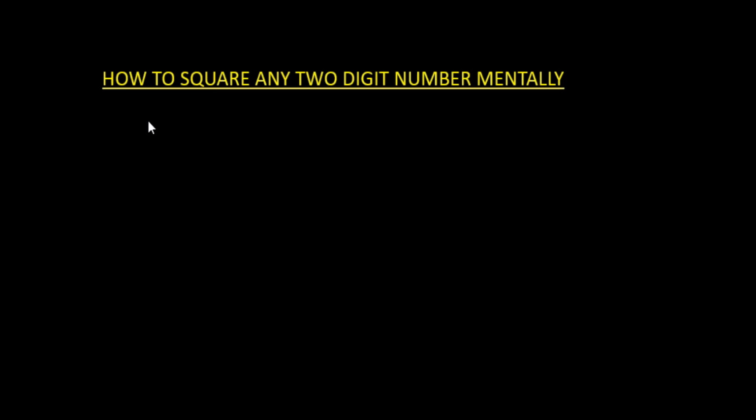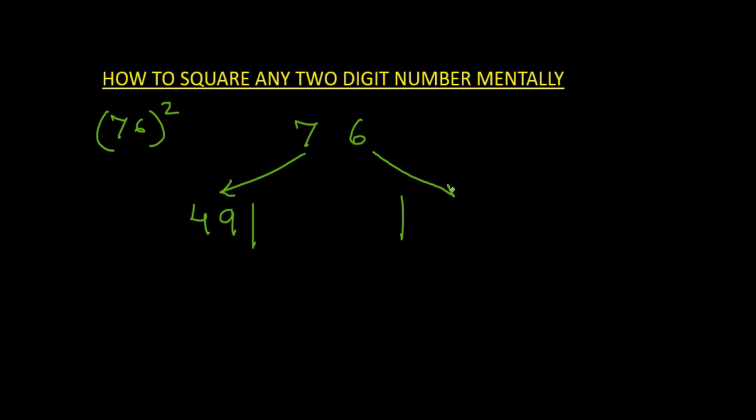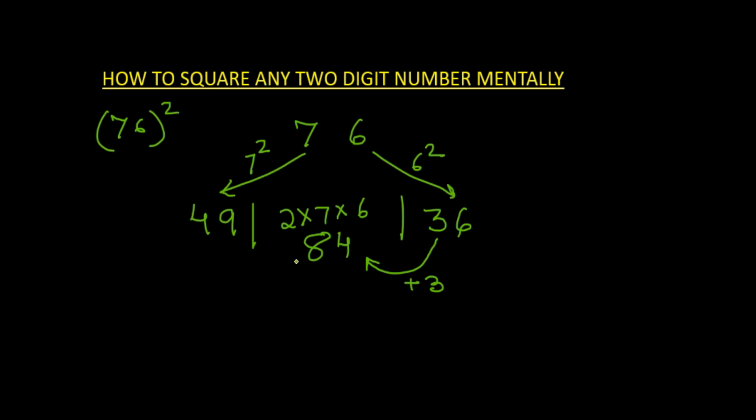Say we have to do 76 square. Okay, we'll write 76. 7 square is 49. 6 square, this is 6 square, this is 7 square, 36. Now here will be 2 into 7 into 6 which gives us 84. 3 carryover gets added to 4 and 8 is the carryover which gets added to 9. Okay, so we will perform an addition here and an addition here.